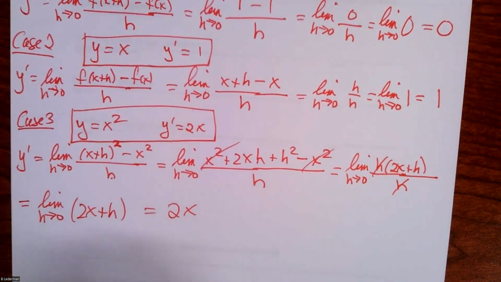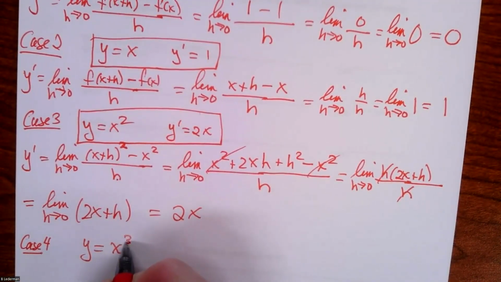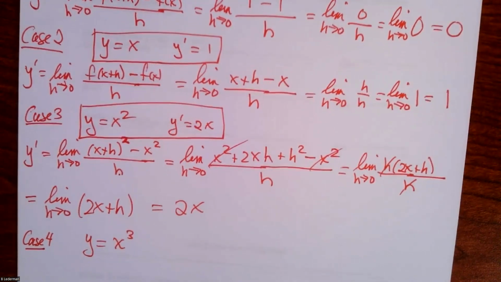Okay, I want to do one more case. This is case 4. Case 4 will now be y equals x to the third. So for y equals x to the third, let me just move this.